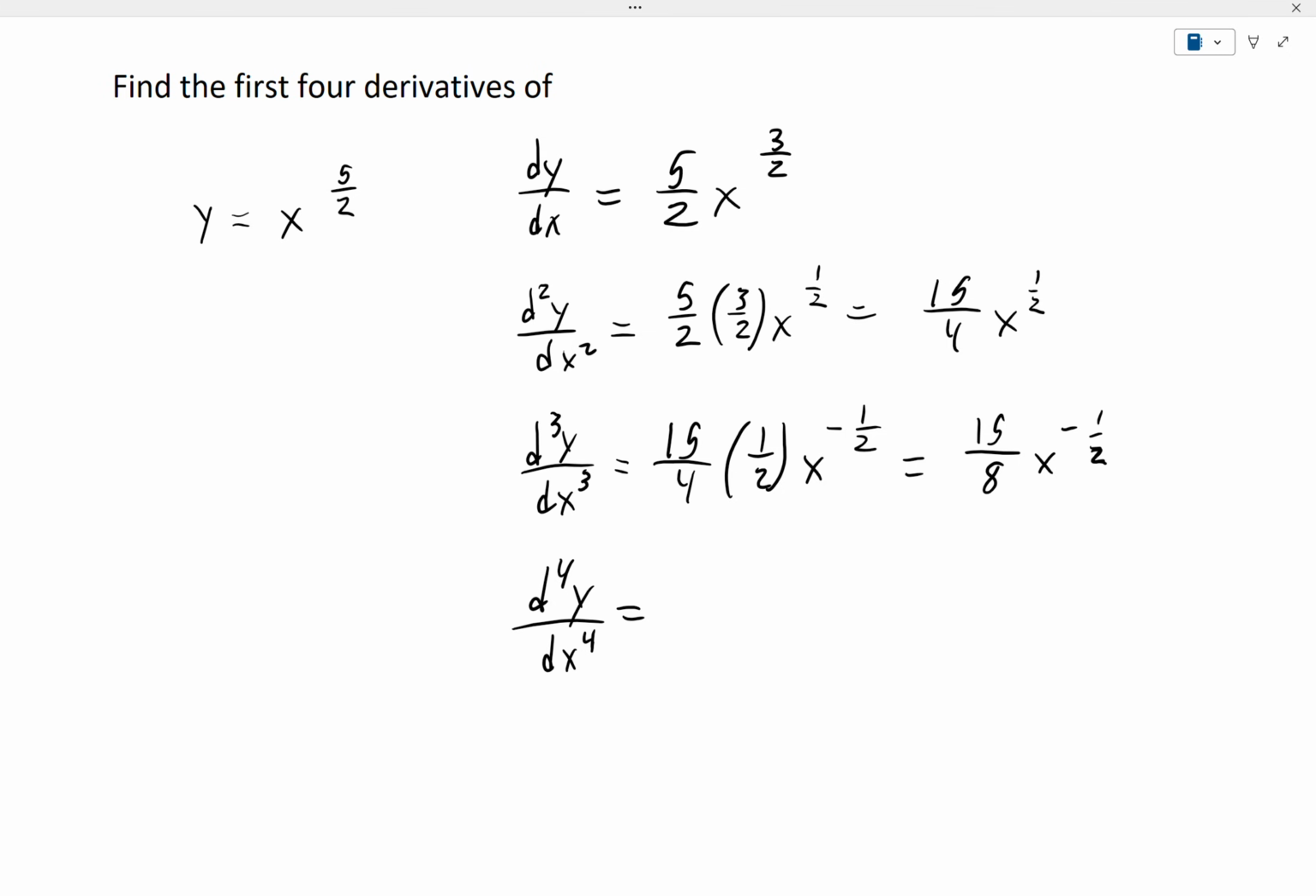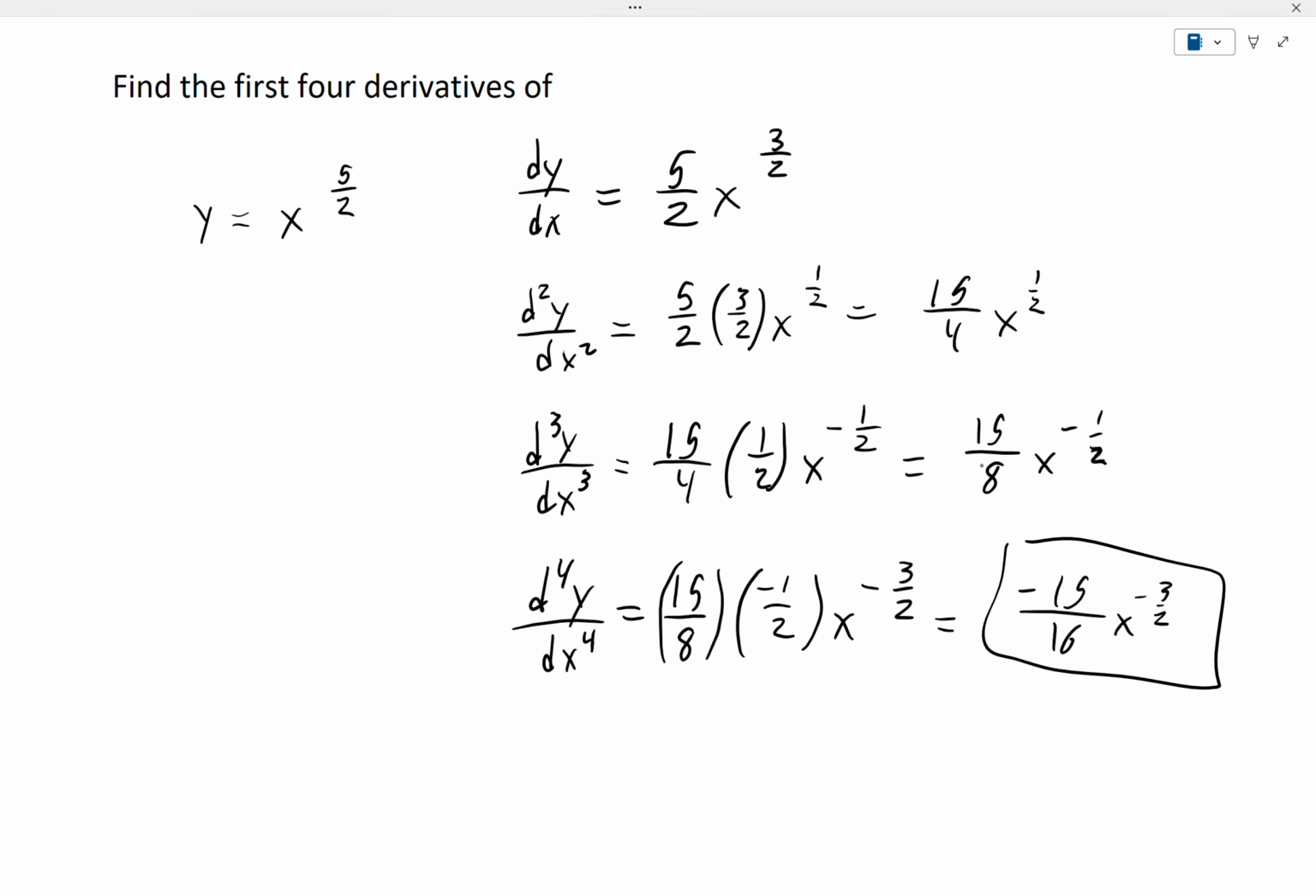So we're looking at the fourth derivative now. So I had a 15 over 8 out front. Now I pull the power out front and make it one smaller, negative 3 over 2. And if I just simplify this, I get negative 15 over 16, x to the negative 3 over 2. So these are my answers for the first 4 derivatives.